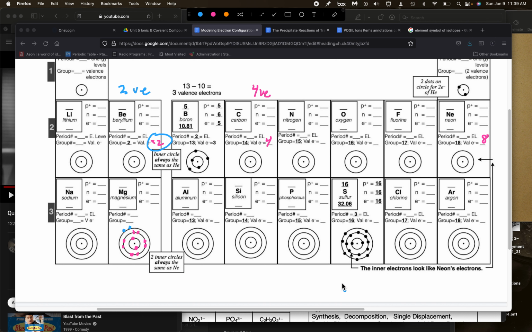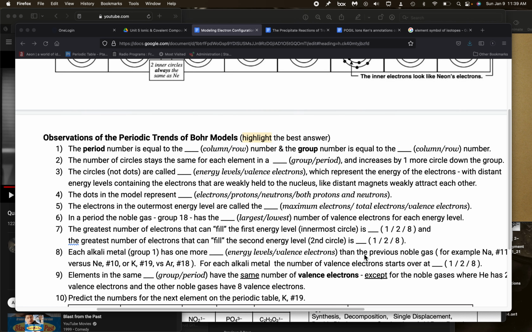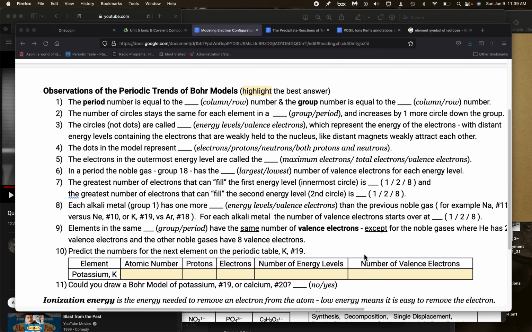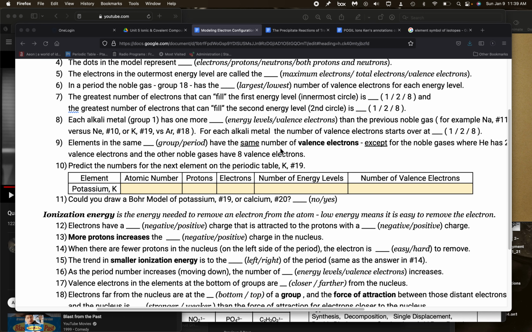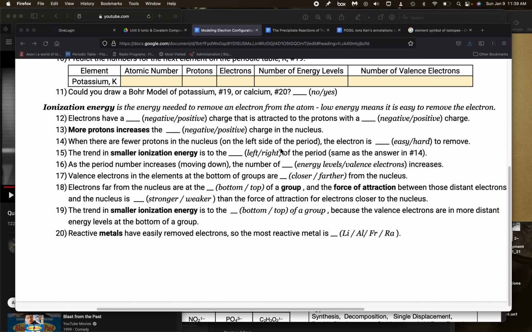If you have the old version of this document, one of these electrons is missing, so just an FYI. When you're done, you go to the electronic document that's labeled 3-2B, I think, and you answer these questions with regard to the model that you just did.